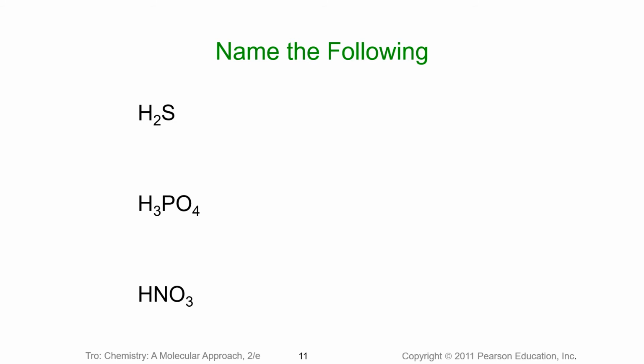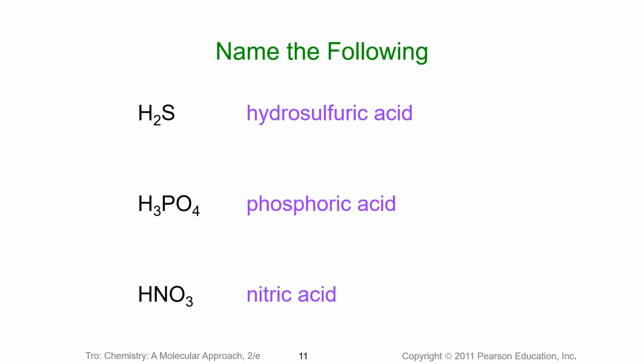Name the following acids. Pause the video. H2S, because there's no oxygen, becomes hydrosulfuric acid. Again, because there's no oxygen, the prefix hydro gets added to the name. H3PO4 has oxygen, so there's no hydro, and this becomes phosphoric acid. It would be phosphate, so it becomes phosphoric acid. NO3 is nitrate, so it becomes nitric acid. Again, there's oxygen, so the name does not begin with hydro.